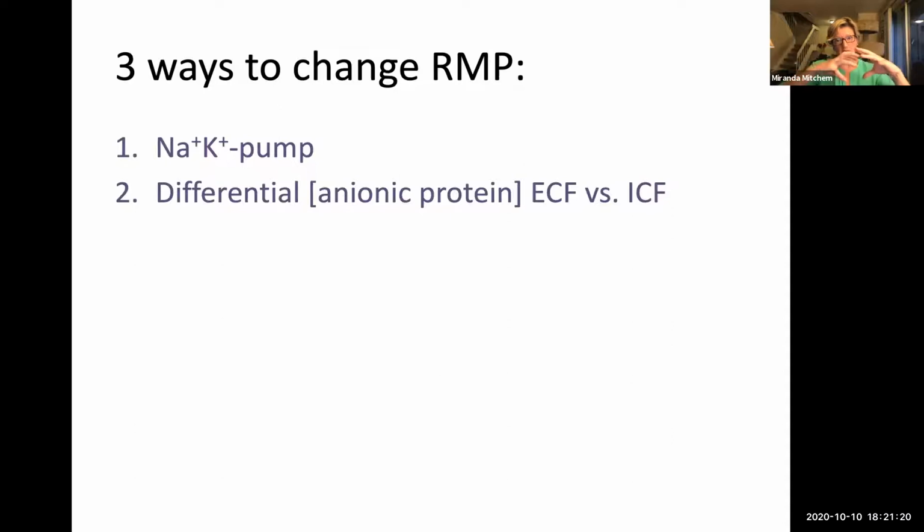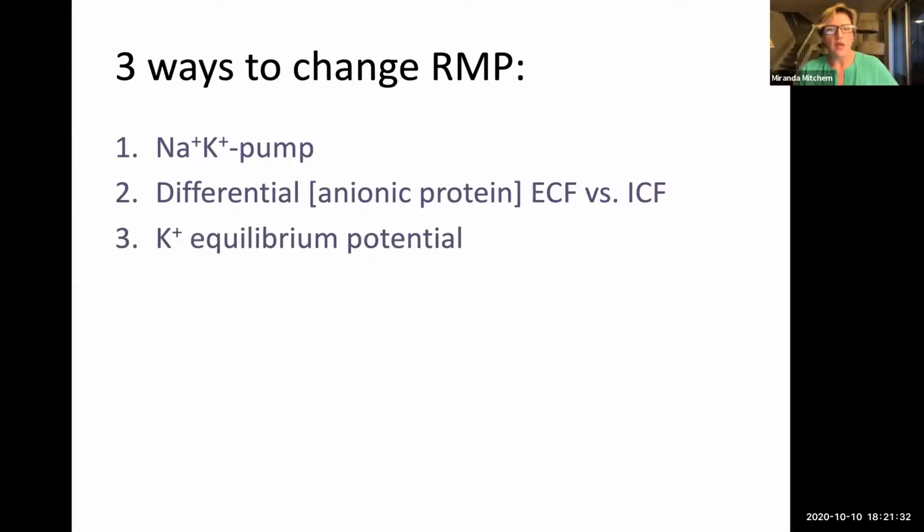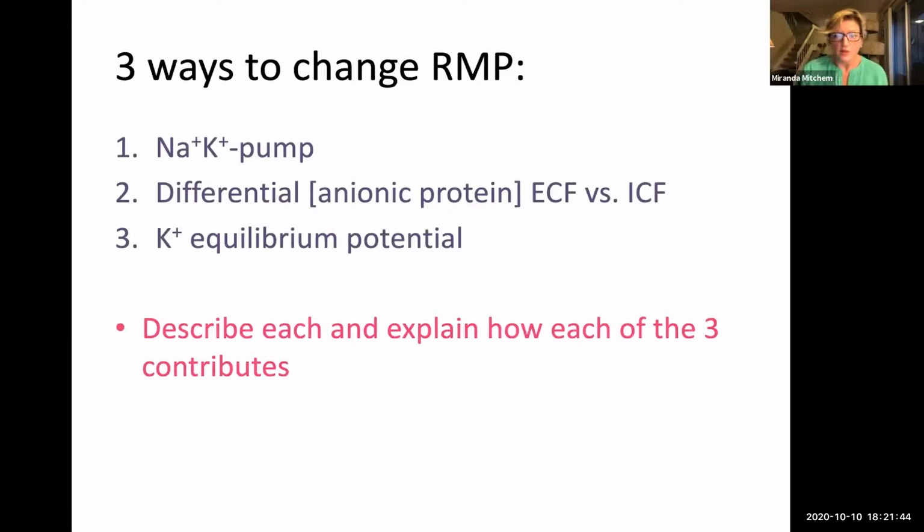So inside the cell is more negative, outside the cell is more positive. Right there we have a difference in electrical potential across a membrane that is going to result in action. And then we've got our equilibrium potential for potassium. This is due to the fact that cells are much more permeable to potassium than they are to other ions.